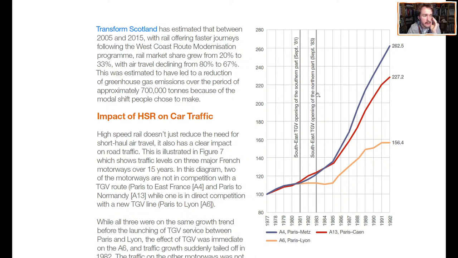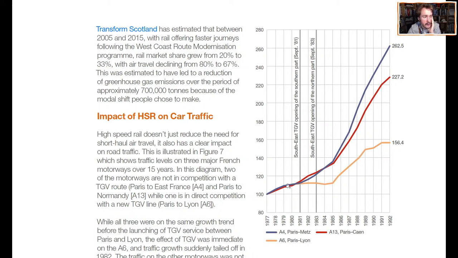So I think these are the numbers that will be more impacted by Penny. The interesting thing here is TGV Sud-Est and the impact. So the southern and northern parts, as you can see, the impact. From the southern part opening, you can immediately see the impact on the difference. So Paris-Lyon, the A6, which is the motorway that does the equivalent of a TGV Sud-Est. And you can see there's an immediate deviation.